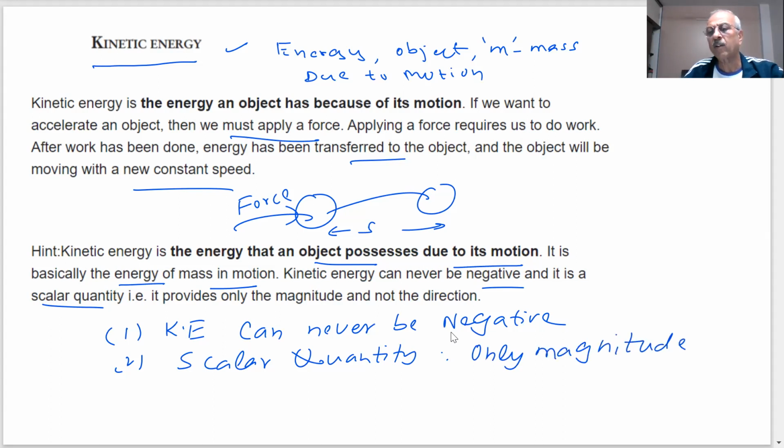It does not depend on the direction. Scalar. And kinetic energy cannot be negative. Work can be negative, you have seen. Yes? Yes, sir. But kinetic energy cannot be negative. Okay.